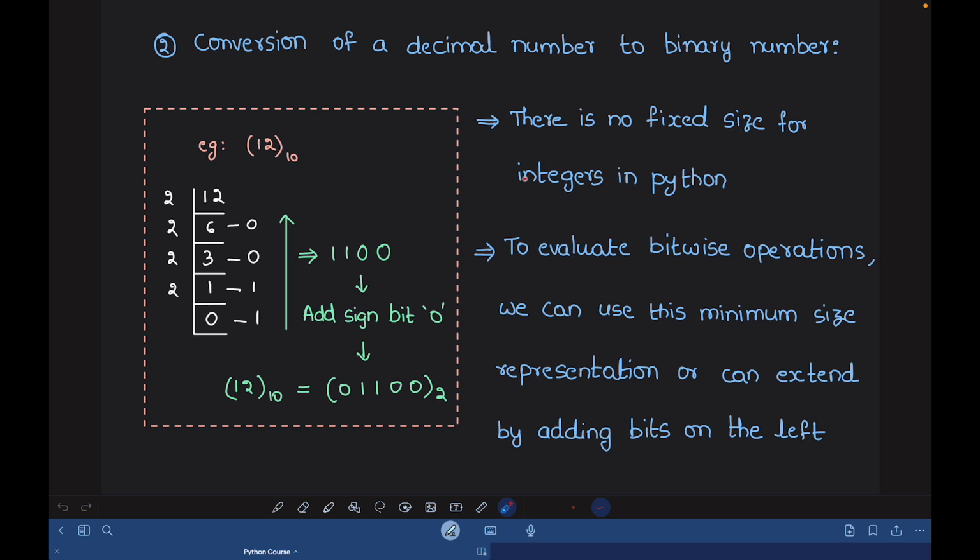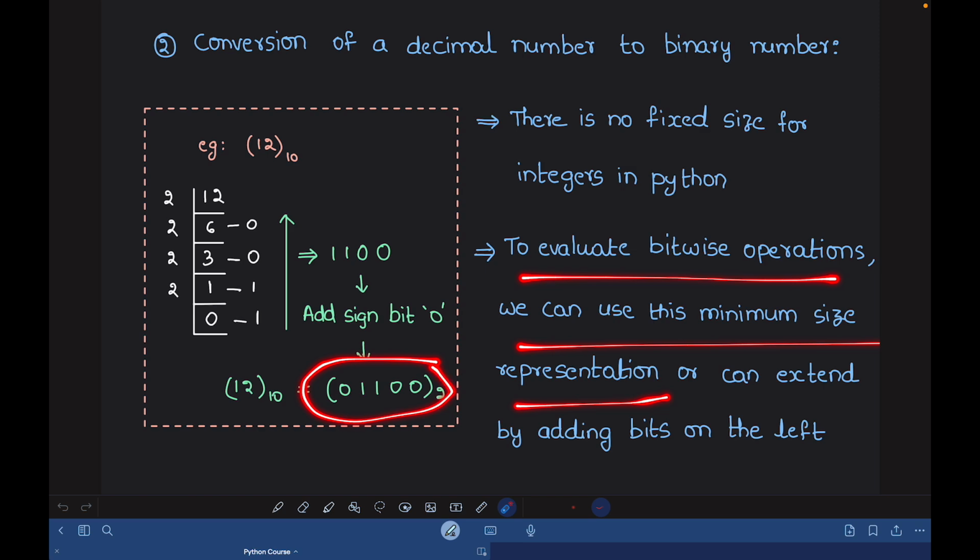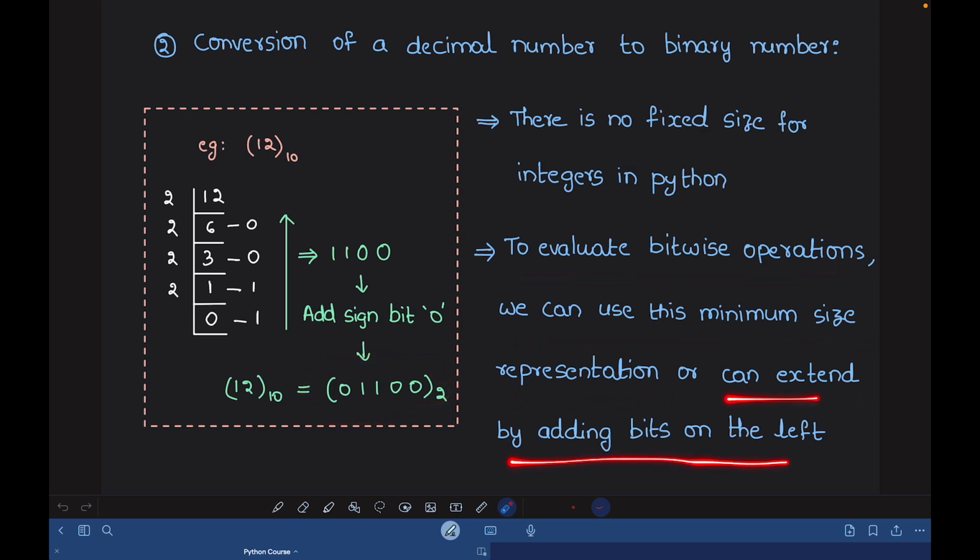And also one interesting fact about Python is that there is no fixed size for integers in Python. If you take other programming languages like Java, integers have a fixed size of 32 bits. But in Python, there is no fixed size for integers. And finding the exact size of integers in Python is complicated. So when we want to evaluate bitwise operations, we can use this minimum size representation, which we get by using the division by 2 method, or we can even extend by adding bits on the left. In the next video, when we discuss different bitwise operators, we'll see an example to understand why and how we can extend the bits.